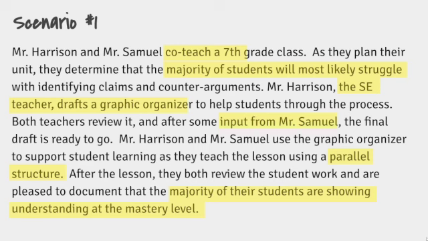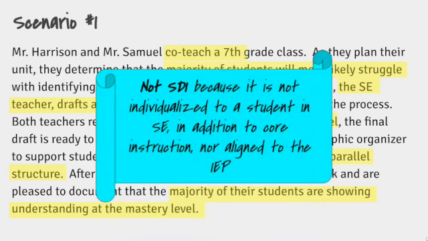The correct answer is no. This is not an example of SDI because it is not designed for a student receiving special education services. This is core instruction that is not aligned to the IEP.